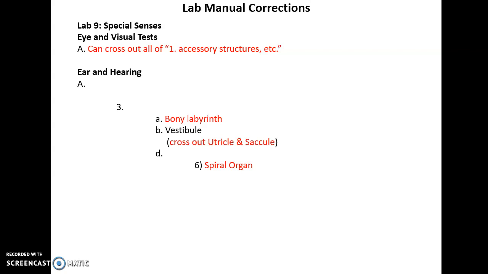And then if you go over to page 96 for the ear, if you go down to 3, we're going to call it the Bony Labyrinth rather than the Osseous Labyrinth. And you can cross out utricle and saccule underneath vestibule. And spiral organ is spiral organ, so you can cross out organ of Corti.